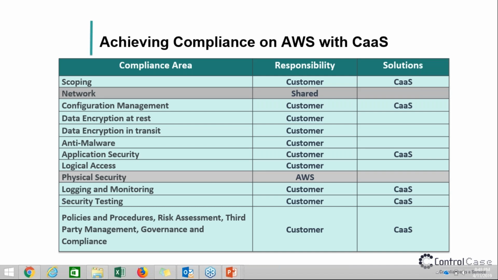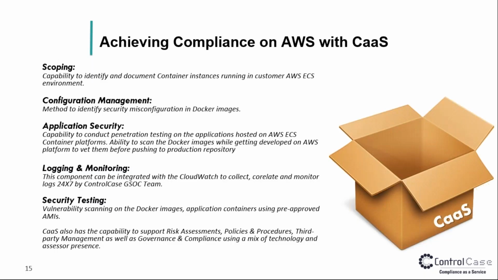However, going into the specifics of each of these activities. Looking at scoping, the CaaS solution can be configured to connect with the AWS setup and identify the instances running on the system in real time. Any start and stop of Docker images or containers on the ECS framework can easily be identified. Also, documented reports can be created identifying the instances running along with their details.